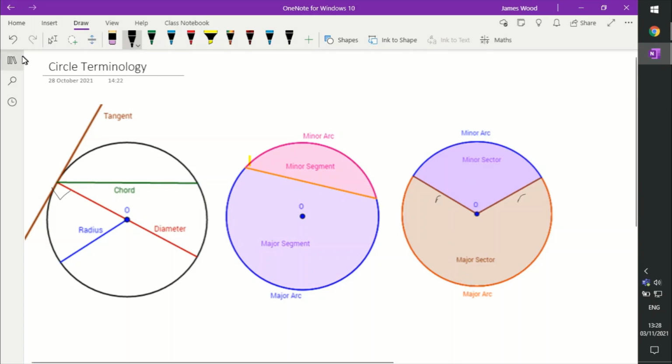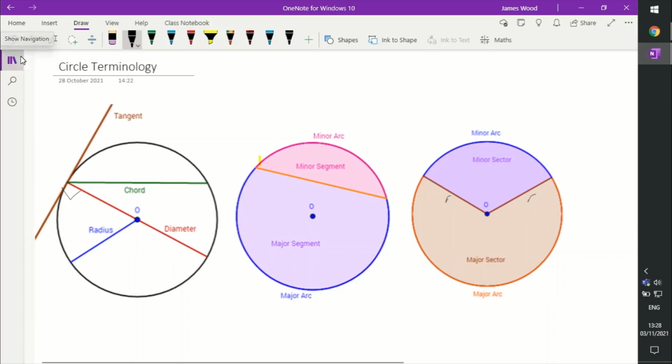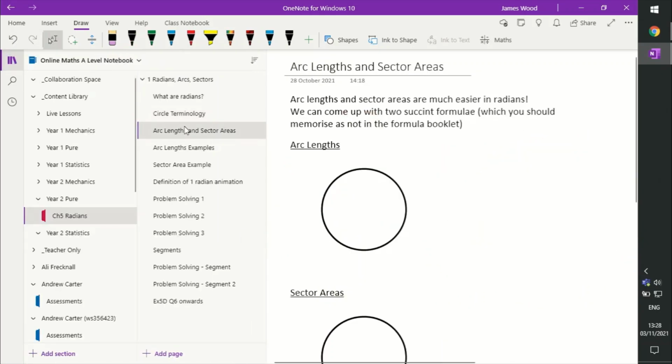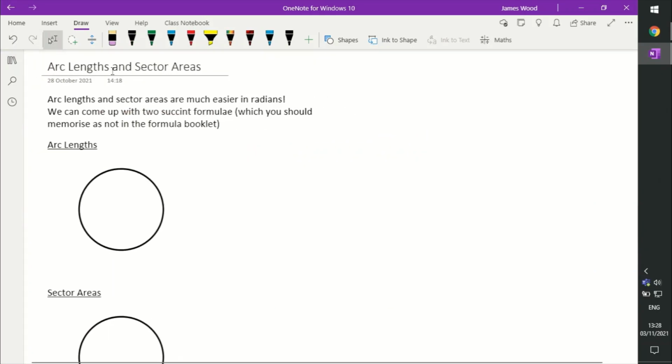And that's what we're going to look at in this lesson, sectors and arcs mainly. And we'll also have a little look at segments. First of all, we're going to look at how we calculate the length of an arc. So if I mark on the center here, we're going to find maybe the length of this arc here. So I want to find that curved length there.